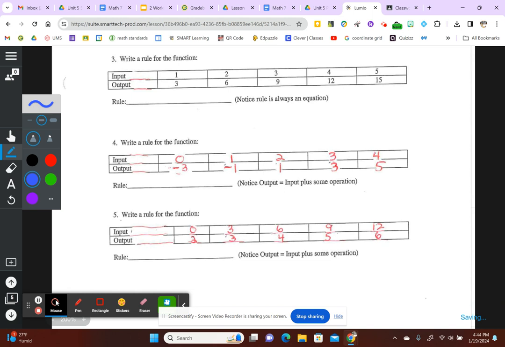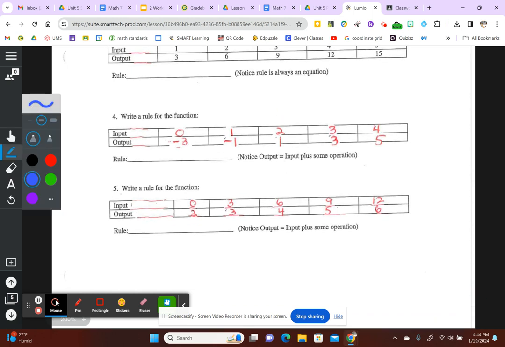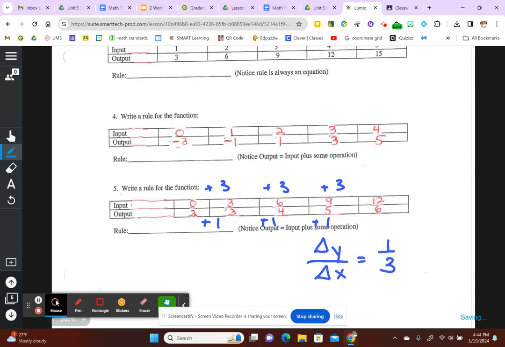And why don't you stop the video, try to do the last one on your own, and then look up and start it again. Okay, so now here I'm adding 1, adding 1, adding 1, adding 3, adding 3, adding 3. So my multiplier is always my change in y over my change in x, which is 1 over 3. So I know my rule is going to start out y equals 1/3 x.